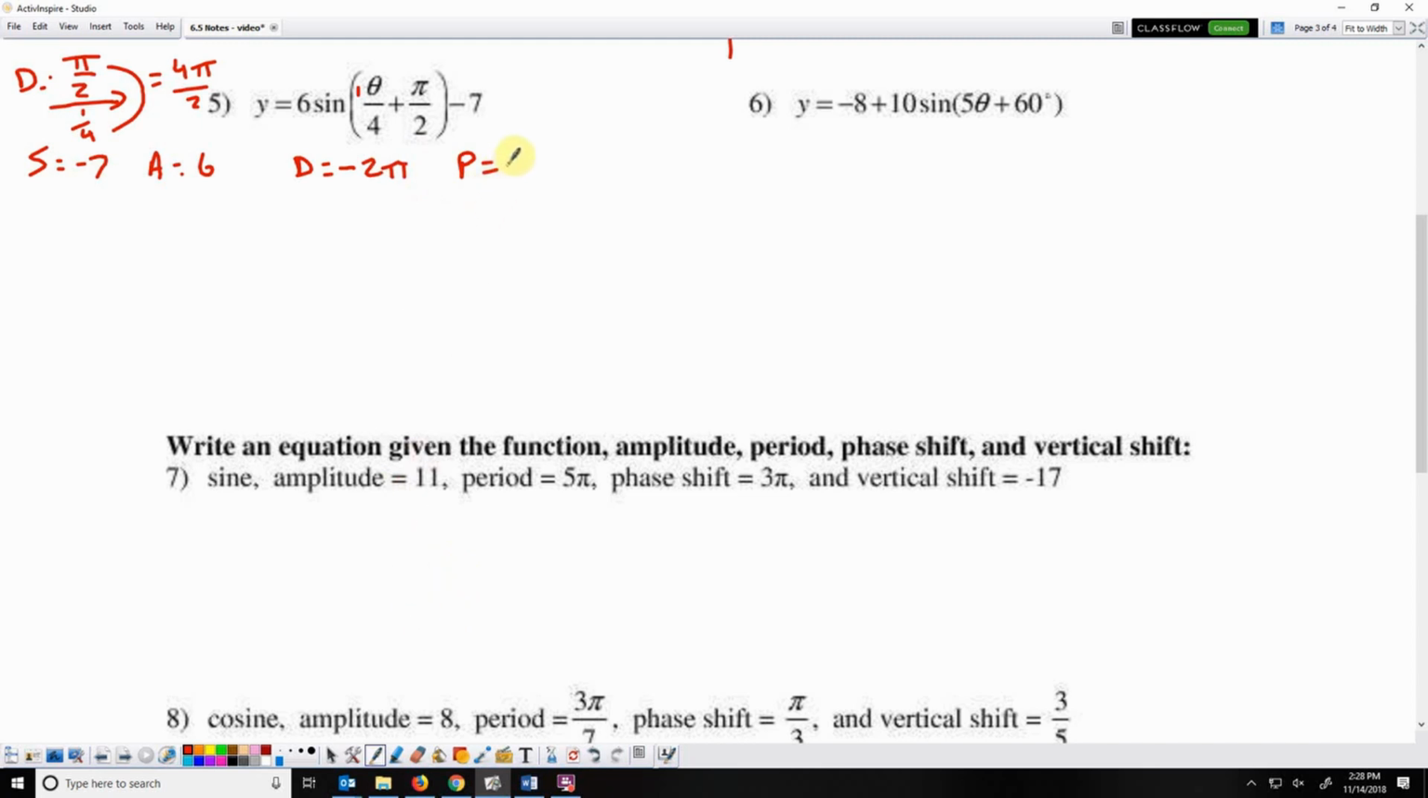The period is 2 pi over b. So that's 2 pi over 1/4. So that's 8 pi over 1, which is just 8 pi. So we've got a period of 8 pi. Now we'll build our graph, starting with the sinusoidal axis.